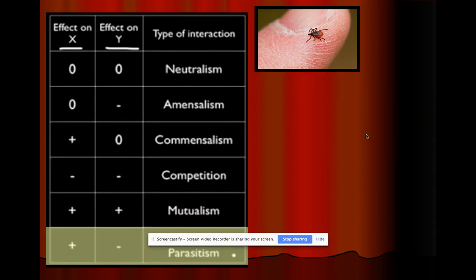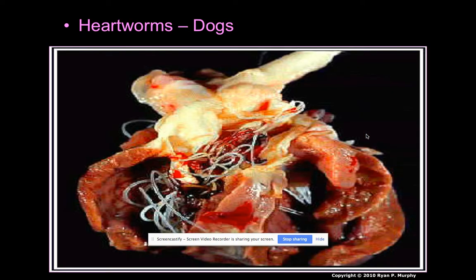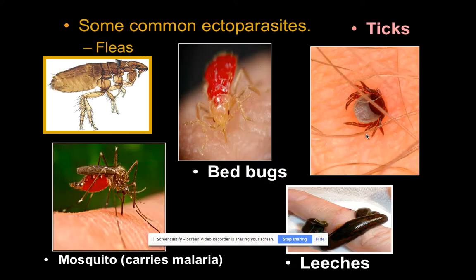And then finally, parasitism is when one benefits and the other is harmed. Common examples of this are ticks, especially for dogs, but also people. Here, tapeworm is an example of a parasite. This is a tapeworm that got inside someone's intestines and it just grows and grows. These things can be hundreds of feet long inside people's bodies. Here are heartworms in dogs, also a parasite, and these get inside your body. Some ectoparasites are ticks, mosquitoes, leeches, bed bugs, all those kinds of things.